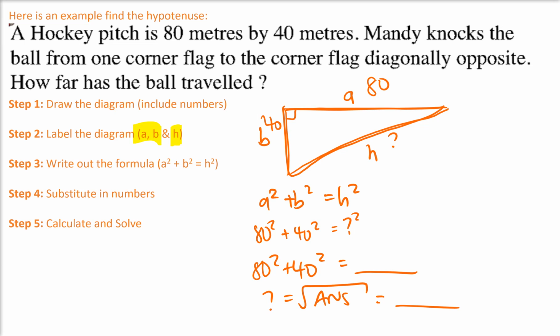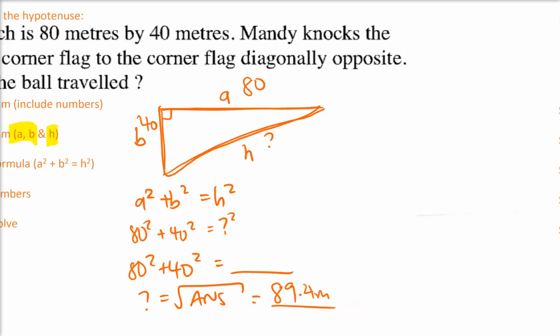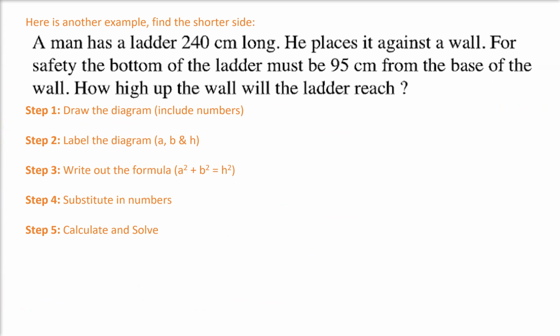Pause the video and I'll cut. So that's just 89.4 meters. So that is what you're going to do when you're trying to find the hypotenuse. If you're trying to find a shorter side, here's another example. The steps are the same.